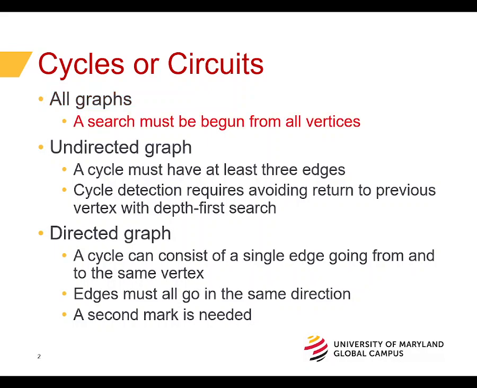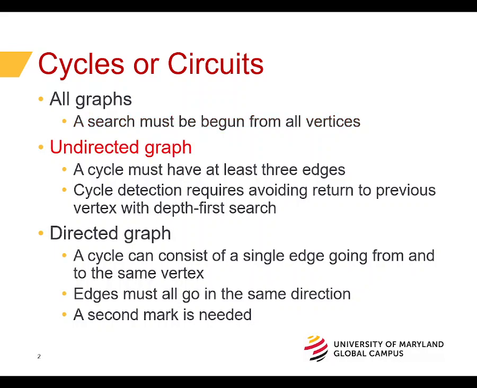The determination of whether a graph contains cycles is best done by performing a depth-first graph search. Because a graph can be disconnected, it is important that the search start from every vertex that has not yet been visited, because it is possible that there may be a cycle in only one of the connected components.